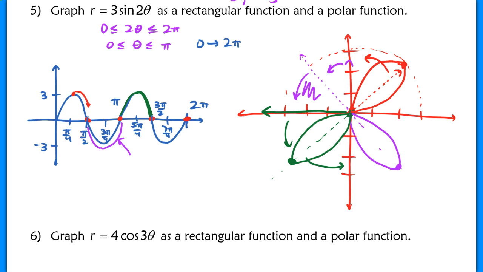Finally, we have our last portion of the graph. I'll do this one in orange. From 3 pi over 2, so we're facing here. Now we're back to negative R values. So everything from 3 pi over 2 to 7 pi over 4, which is going to be facing here, everything in this portion of the graph is actually in its opposite direction. So that's going to be reflected over here.